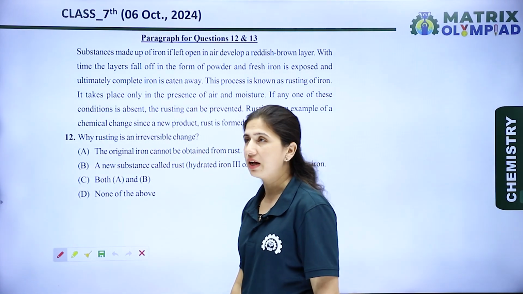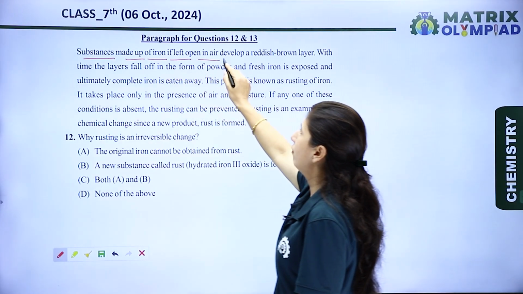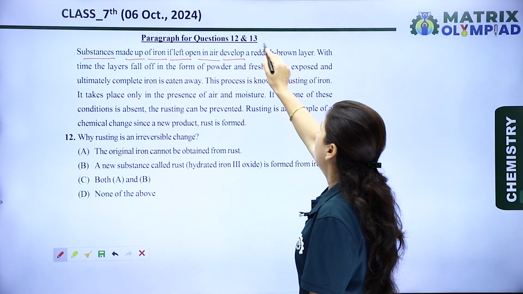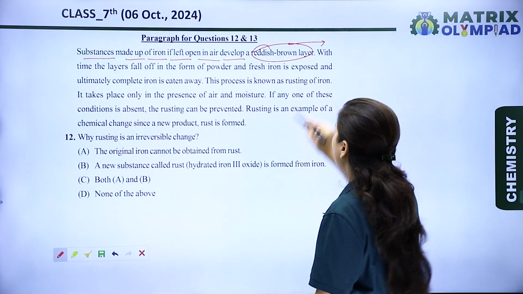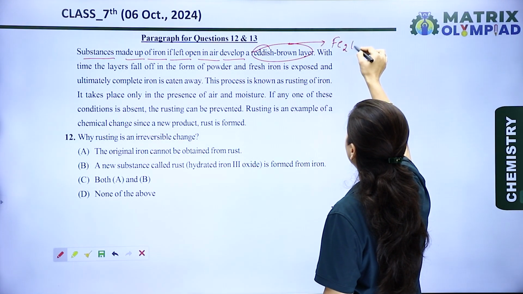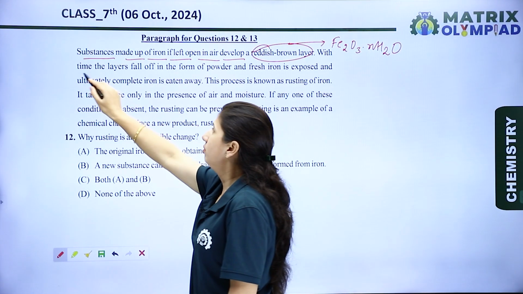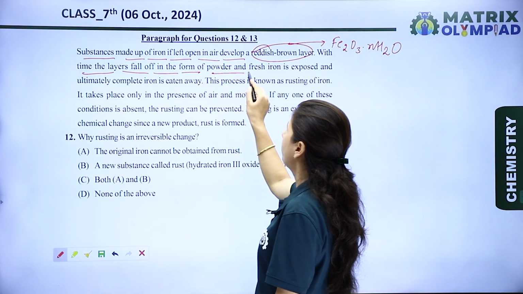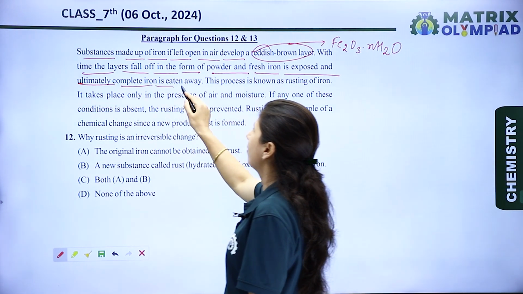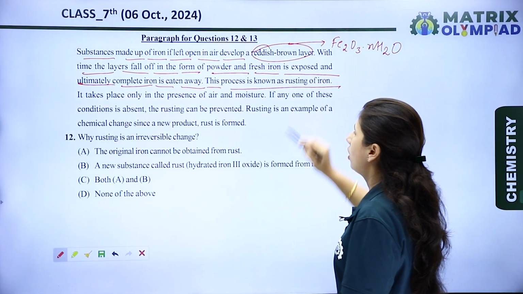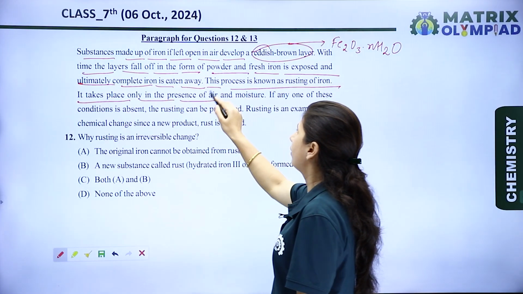Okay, let's see the paragraph. Substances made up of iron, if left open in air, develop a reddish brown layer, and this reddish brown layer is known as rust, and the formula of rust is Fe2O3.xH2O. With time, the layers fall off in the form of a powder and fresh iron is exposed, and ultimately complete iron is eaten away. This process is known as rusting of iron. It takes place only in the presence of air.